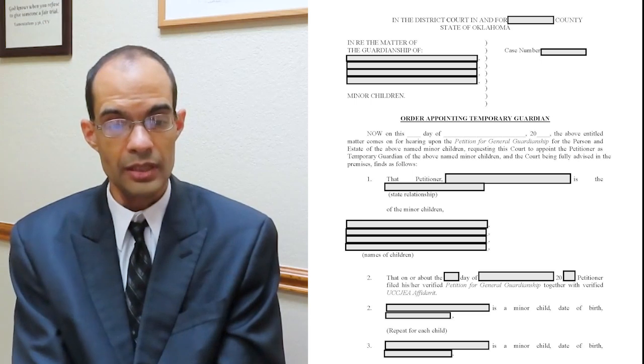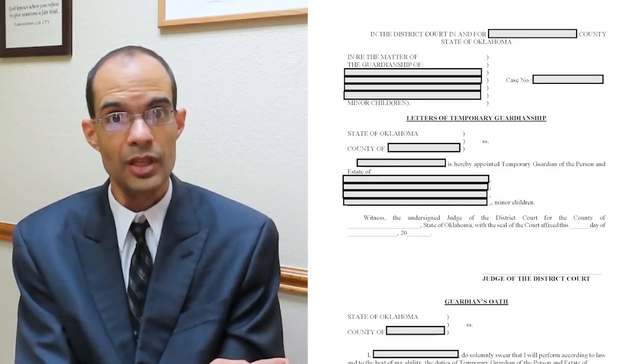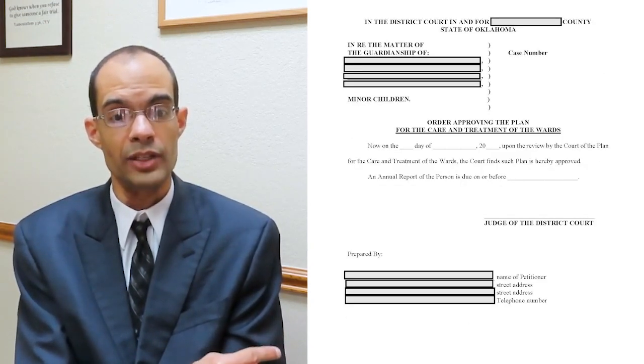I've created temporary guardianship forms for you to take to the judge. If the judge has not received the OSBI background request, use the temporary guardianship forms. You see the order appointing temporary guardian, the letters of temporary guardianship, and the order approving plan for the care and treatment of the ward.